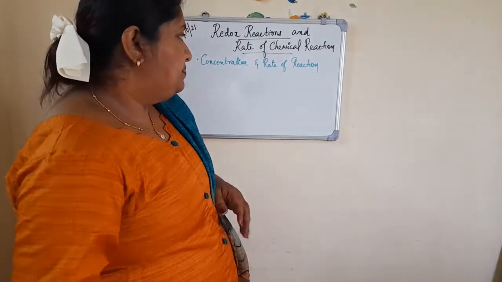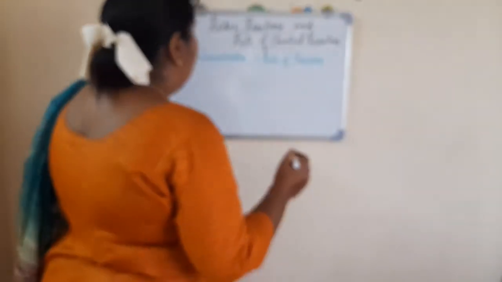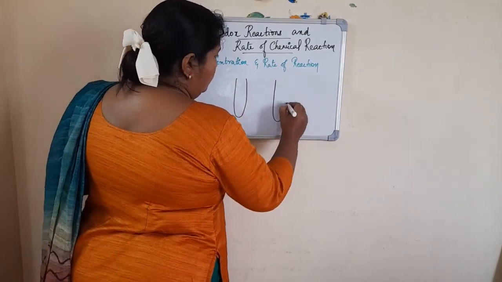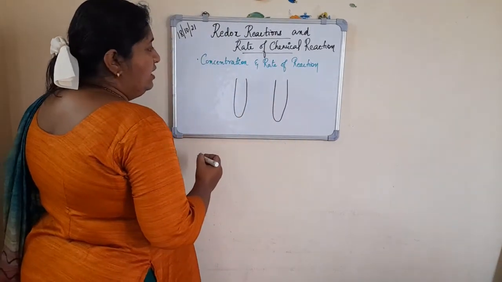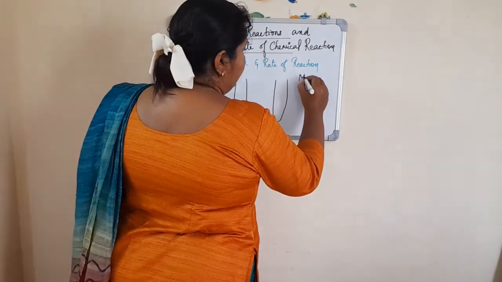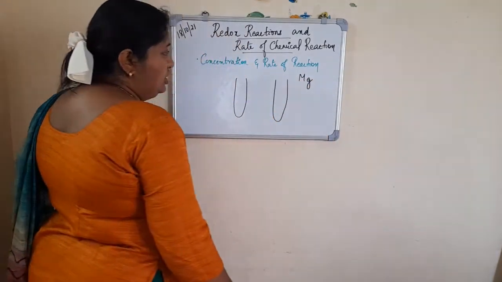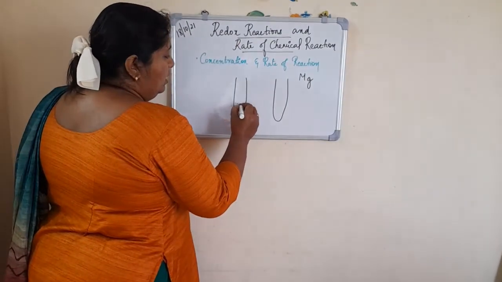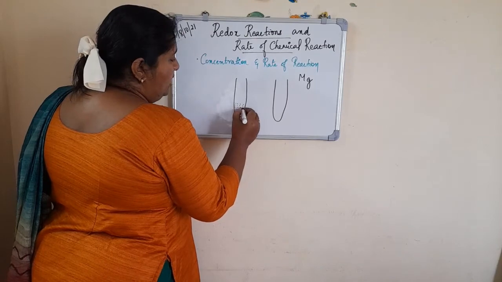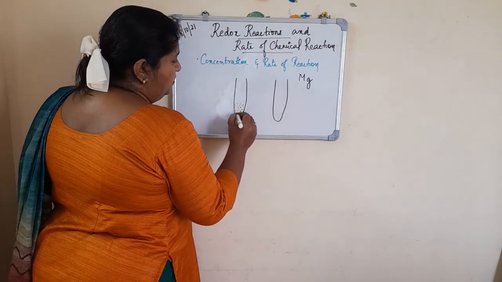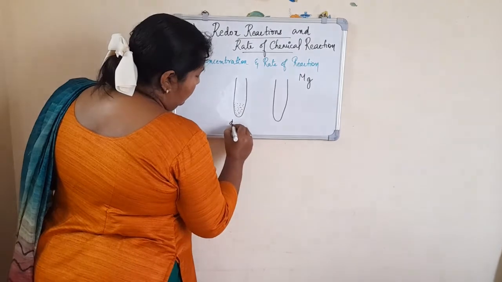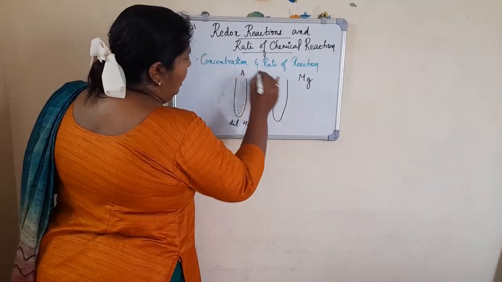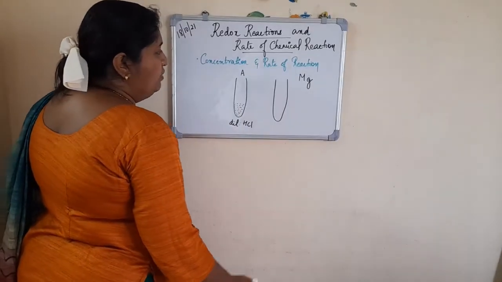For that, I am taking two test tubes. Here also I am taking magnesium metal. Magnesium as the metal. In one test tube, I am taking dilute HCl. We can name it as test tube A.